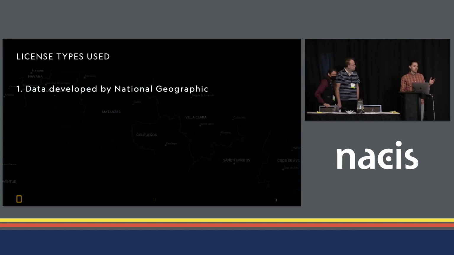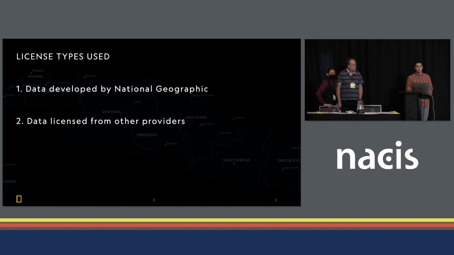We use 3 main categories of licenses or types of data. The first is data that was developed by National Geographic. So that's boundaries that conform to our map policy. It could be features that are derived from imagery or from other GIS analysis. We don't have to have a license or have permission to use that.